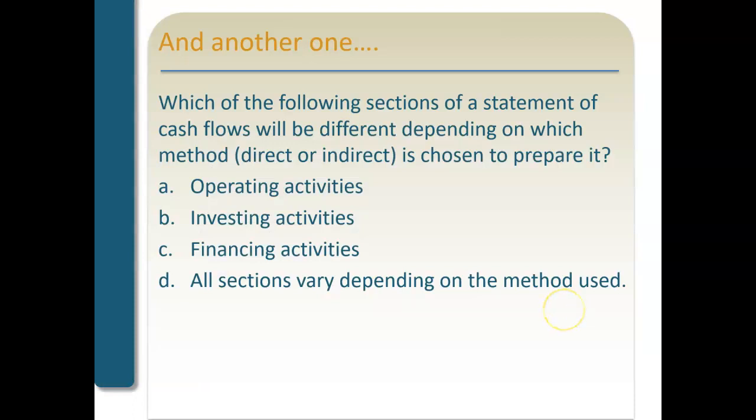Which of the following sections of a statement of cash flows will be different depending on which method, direct or indirect, is chosen to prepare it? What are we doing? Just operating, right? It's just the operating section is different. The other two are exactly alike. Okay?